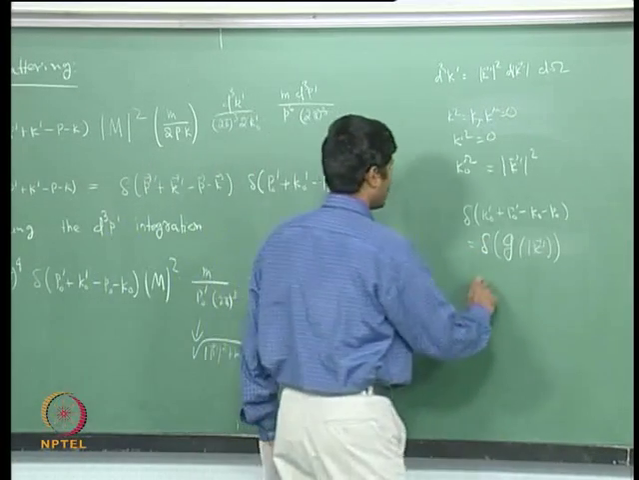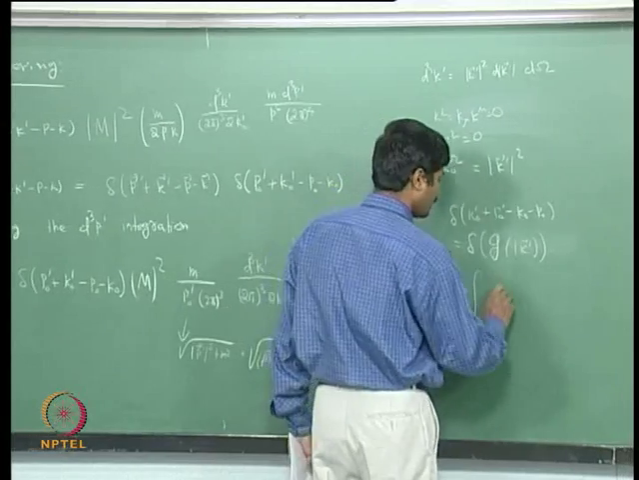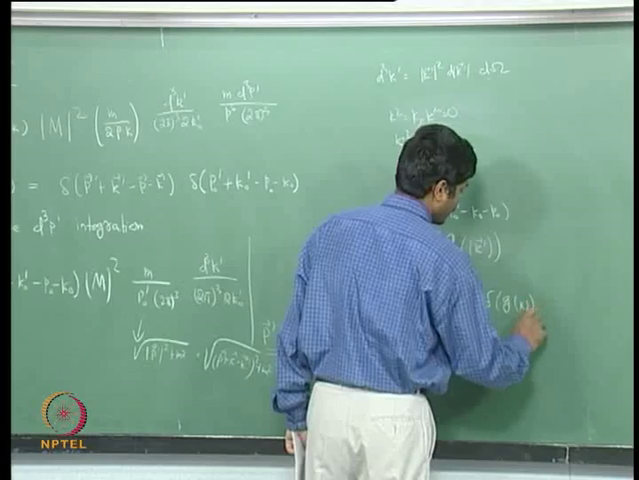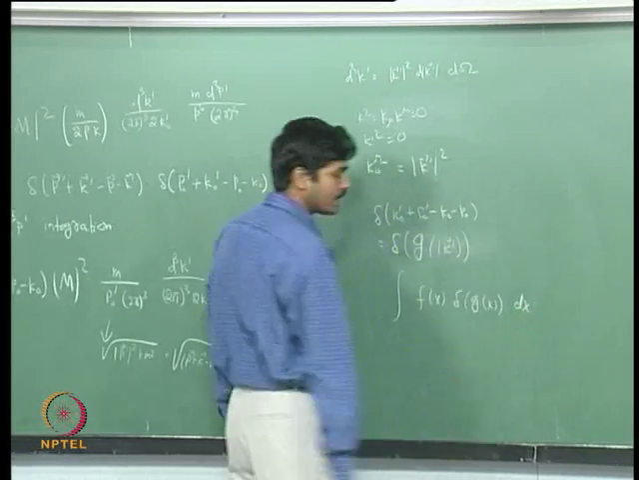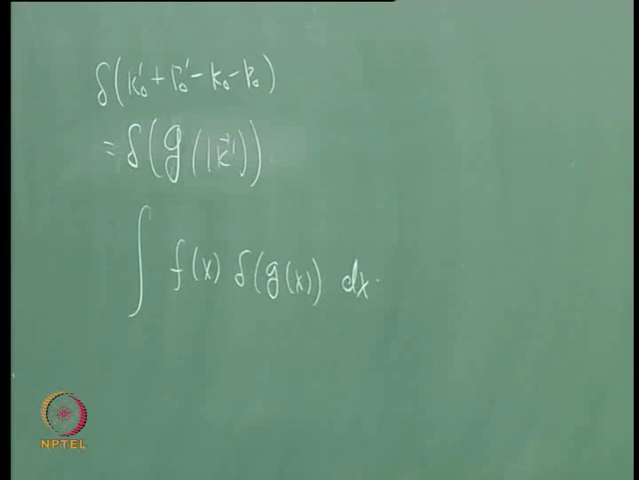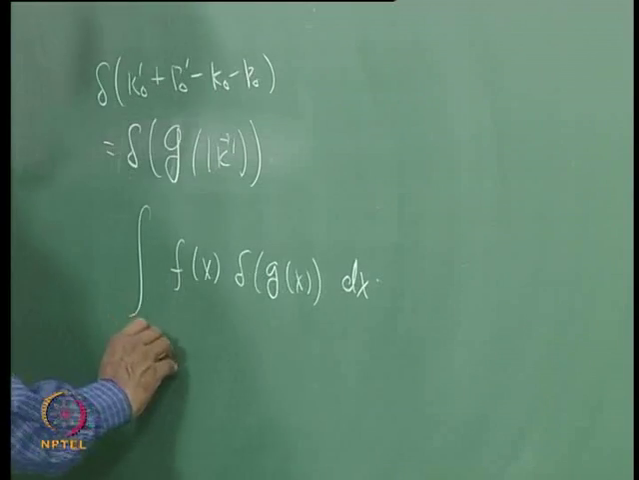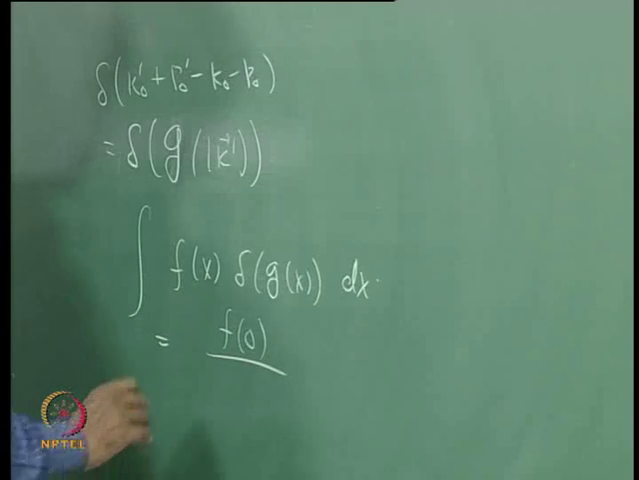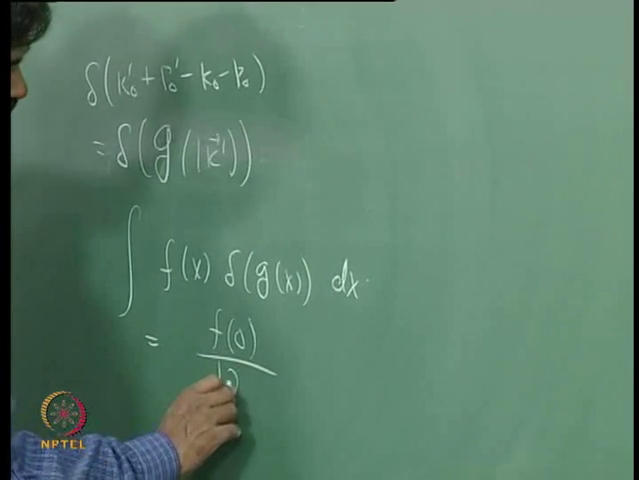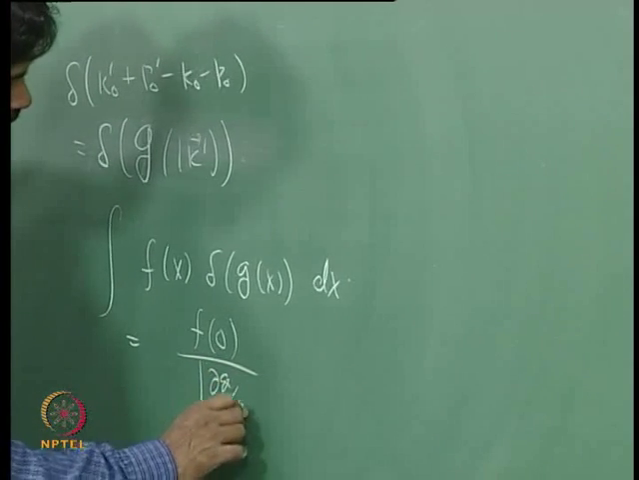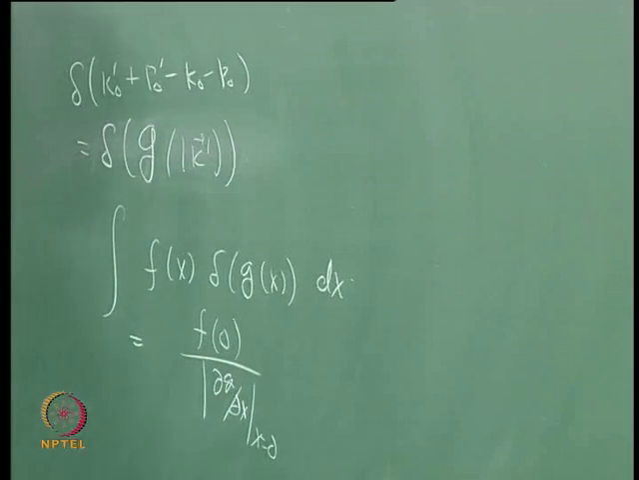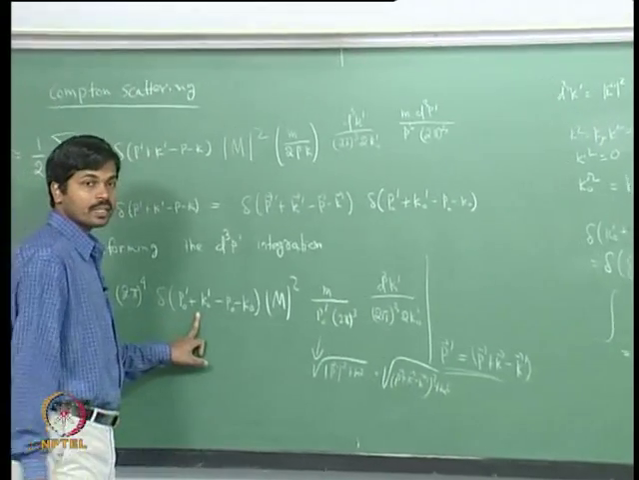So when you have such dependence, what do you do? For example, if you have an integration over f of x delta g of x dx, then this is the same as f of 0 divided by the modulus of dg over dx evaluated at x equal to 0. So we need to use this formula in order to carry out the k prime integration.